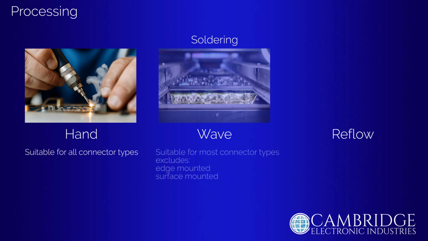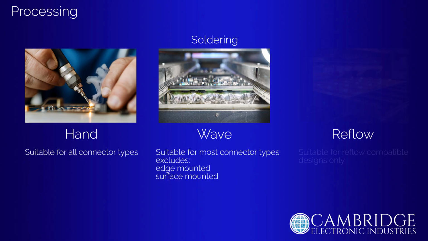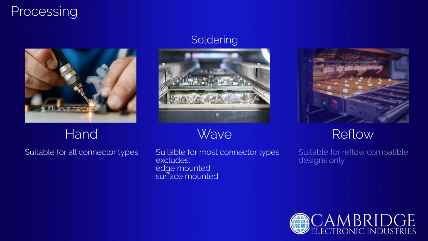Most connectors can be wave soldered, with the exception of edge-mounted types, since the solder wave only applies to one side of the board. In wave soldering, the entire board is passed through a wave of molten solder, securing all components in a single step. The solder temperature can reach up to 265 degrees centigrade, but because the process is very quick, stress on the connector components remains low. Reflow soldering differs in that connectors are first positioned on the board using solder paste, which acts like a temporary adhesive.